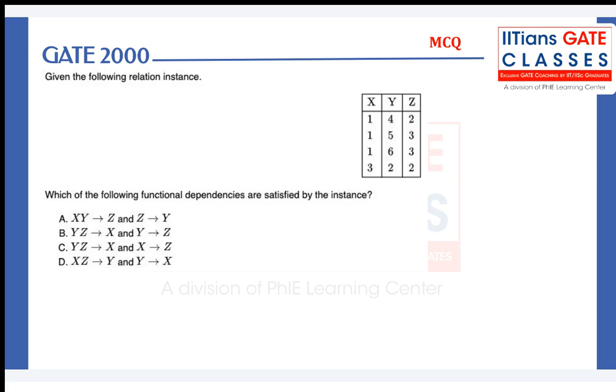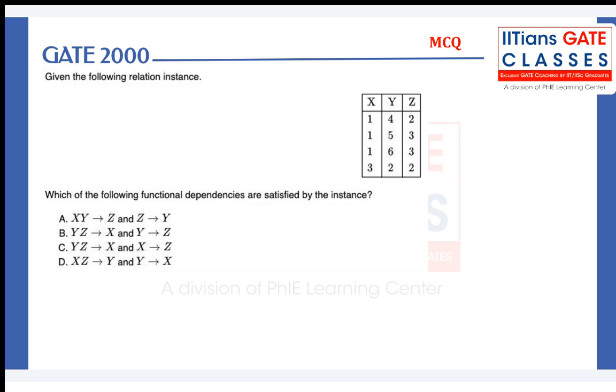No, right? Like there's 1, 4, 1, 5, 1, 6, and 3, 2. These are four different pairs. And if there are four different pairs, obviously they will give four unique values. So that is true. So XY derives Z and Z derives Y. Is that correct?